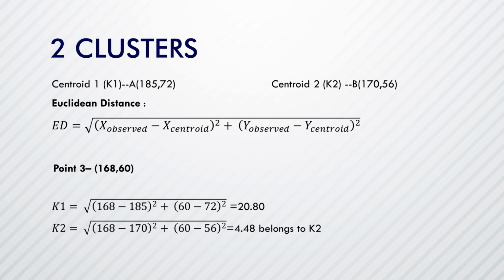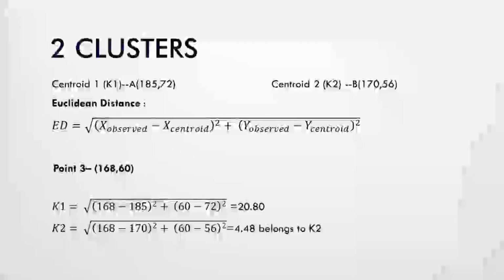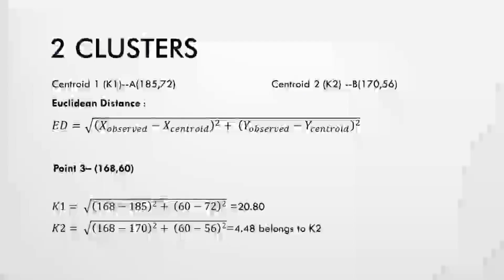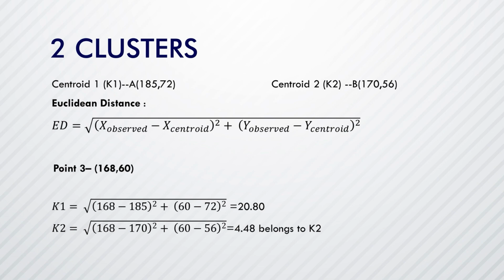So point 3 has a distance of 20.80 from centroid 1 and a distance of 4.48 from centroid 2. Which is the closest? The minimum one is the closest. So point 3 belongs to the cluster of centroid 2, and you place the point in the cluster of centroid 2. It is as simple as that.